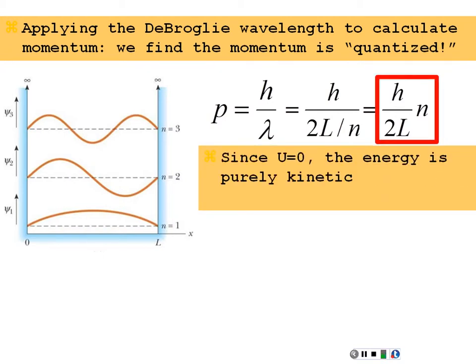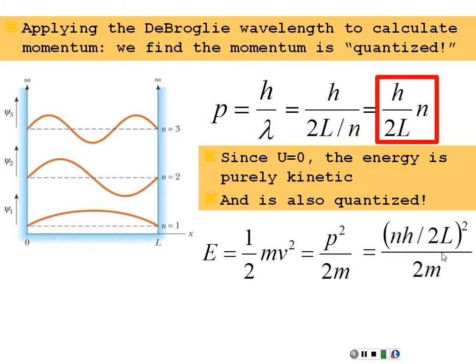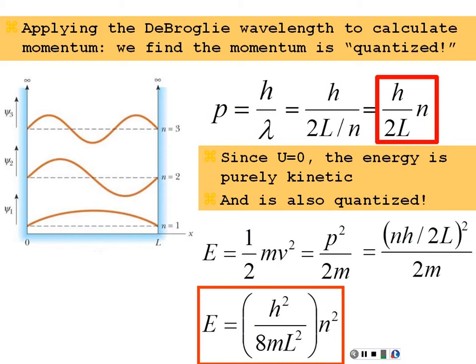Since our potential energy is 0, all of our energy in this wave function is purely kinetic. And our energy then will be equal to our kinetic energy, 1/2 mass times velocity squared. If I substitute in terms of momentum, because it's momentum squared over 2m, we have nh over 2L squared divided by 2m, which is our energy will be equal to h squared over 8 m L squared times n squared, where n is a positive integer. In other words, our energies will also be quantized. They will be discrete values as we go from one energy level to the next. So we will have quantized energy levels for this particle in a box.